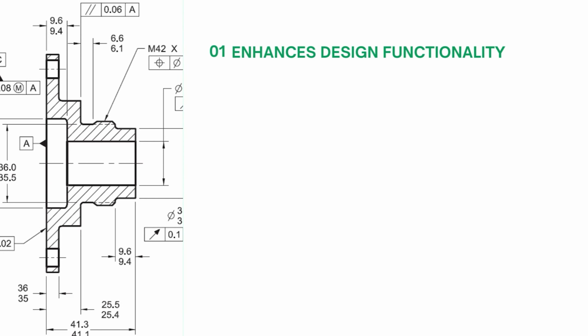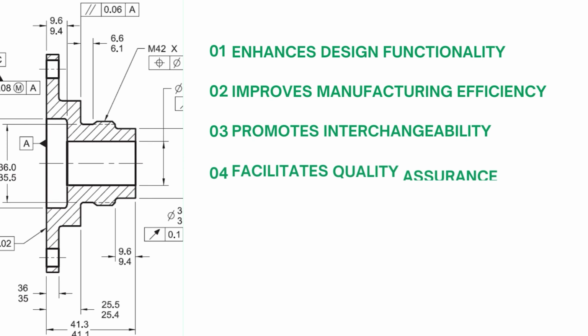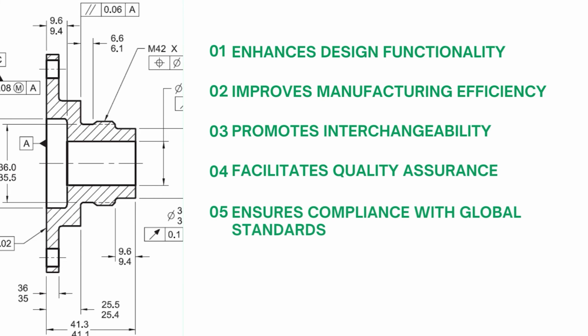In summary, GD&T is crucial in engineering and manufacturing because it provides clear communication. It also enhances design functionality, improves manufacturing efficiency, promotes interchangeability, facilitates quality assurance, and ensures compliance with global standards. It also plays a vital role in achieving accurate and functional products while reducing cost and improving everything overall.